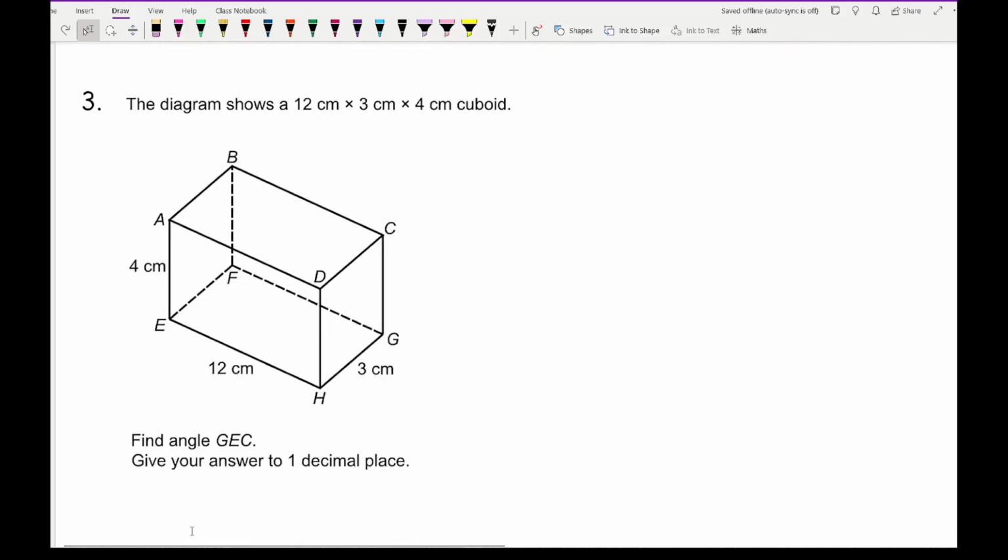Moving on to question 3, it says that the diagram shows a 12 by 3 by 4 cuboid, and the question is asking us to find the angle of GEC. So again, the first thing you want to do is to find what that is. So G to E to C. So it's going to be looking at this angle here. So if I just take that triangle out, and so this is G, C, this is G, this is E.